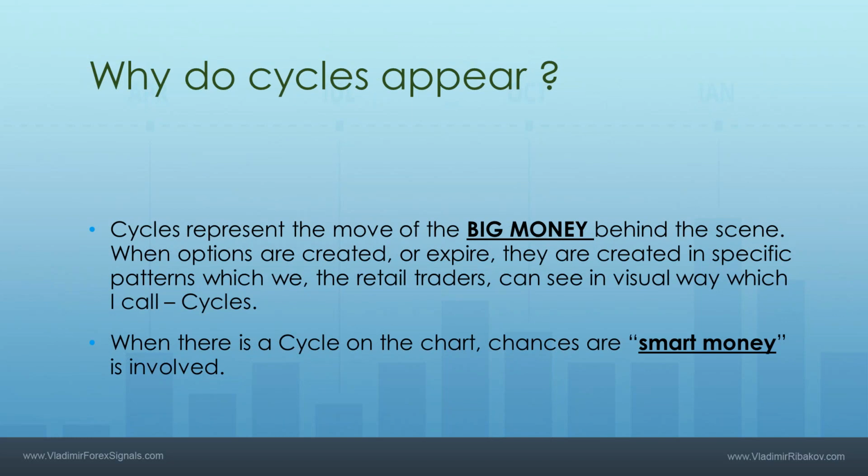Now, the bottom line is when the options are created and expire, they are created in specific patterns, which we, the retail traders, can see in a visual way, which I call the cycles. When there is a cycle on the chart, of any type, the chances are that the smart money, the same big money, those that create the positions and the expirations, are involved in the market. And this is the exact point where we want to be. We want to be involved when they are.